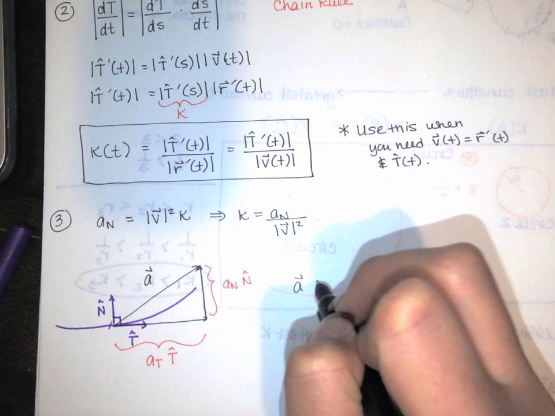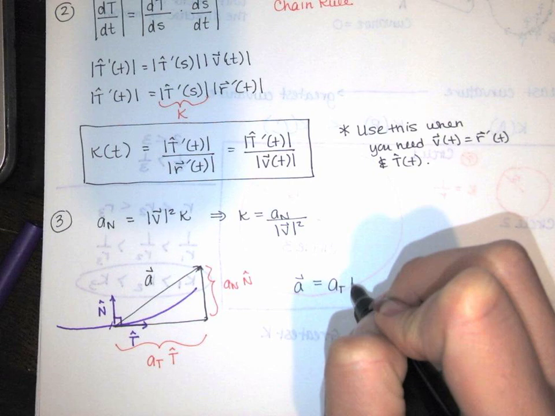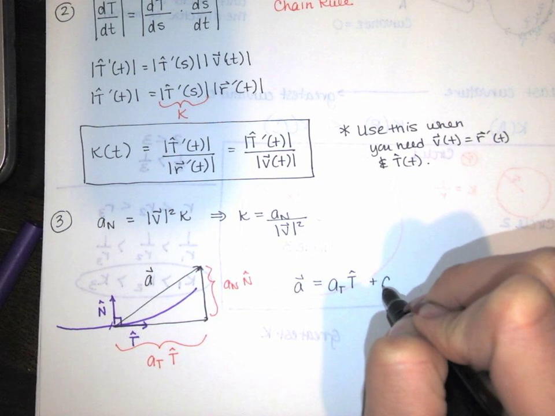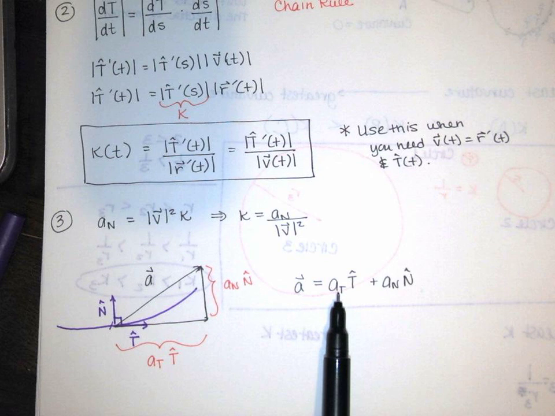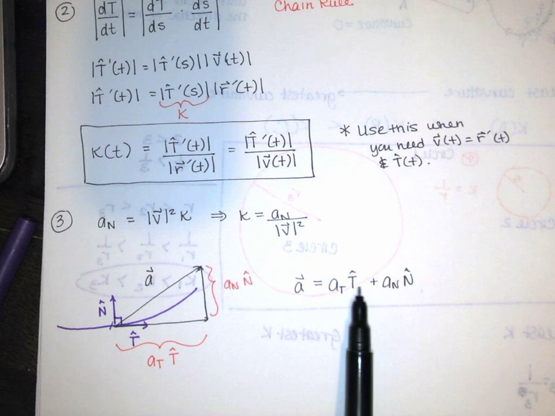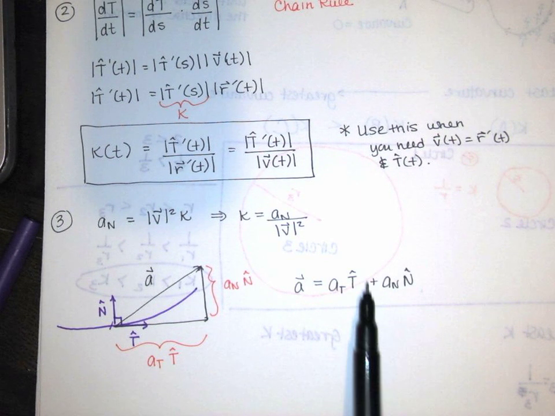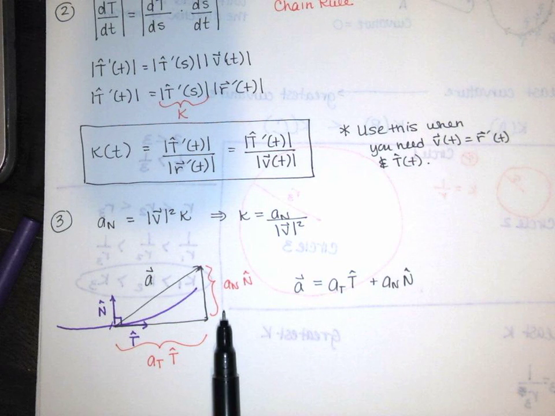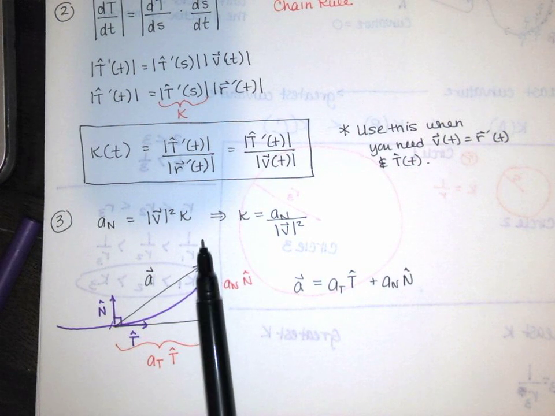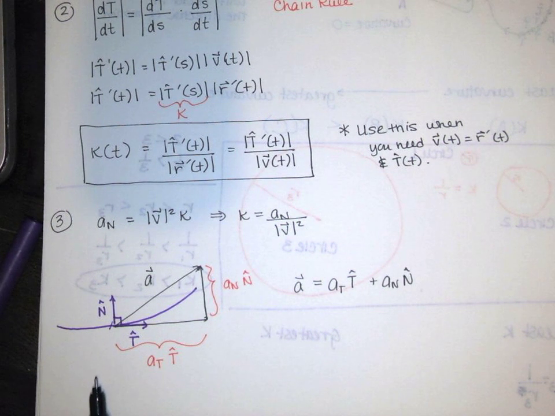The acceleration is some constant times the unit tangent plus some constant times the unit normal. And this constant tells us the acceleration in the direction that we're moving. And this constant tells us how much we're turning, how much of our acceleration is pulling us to turn in that direction of the unit normal.